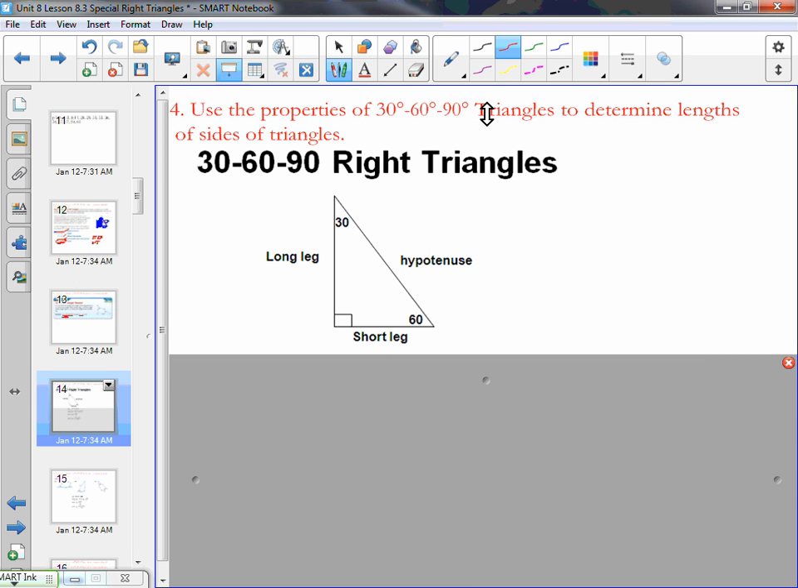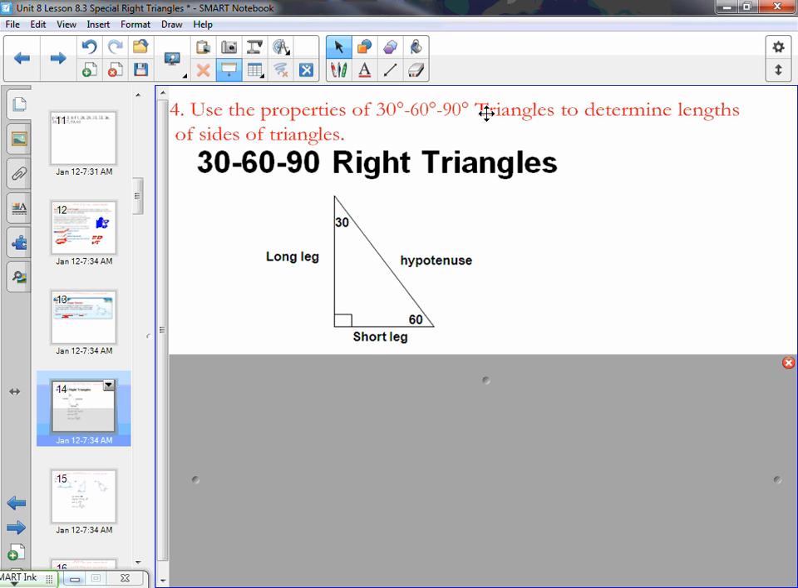So we're doing something similar to what we did yesterday, but in a 30, 60, 90, since the legs are not congruent, we have to pay attention to which one's the short leg and which one's the long leg. So we have a 30, 60, 90 right triangle. The hypotenuse is opposite the right angle, like the hypotenuse always is. The short leg is opposite the 30 degrees, and the long leg is opposite the 60 degrees. That's the way it's always going to work.